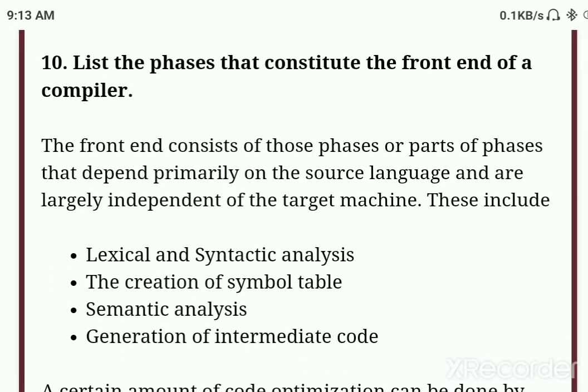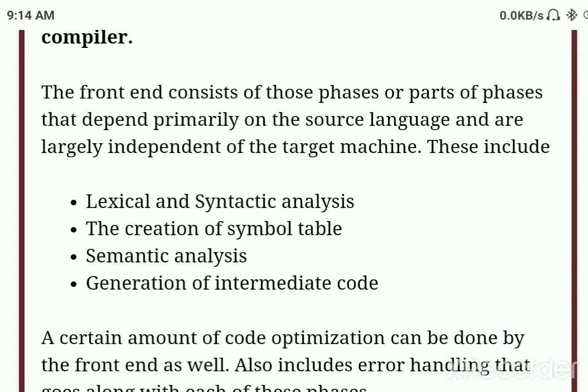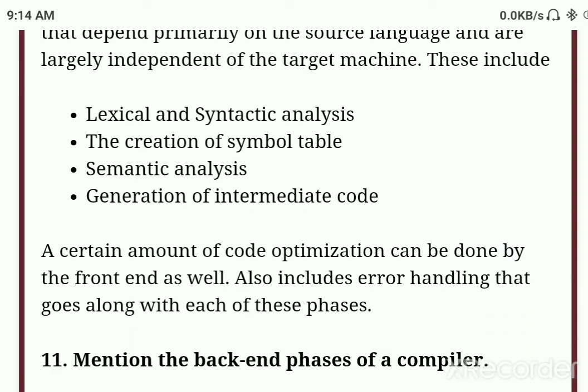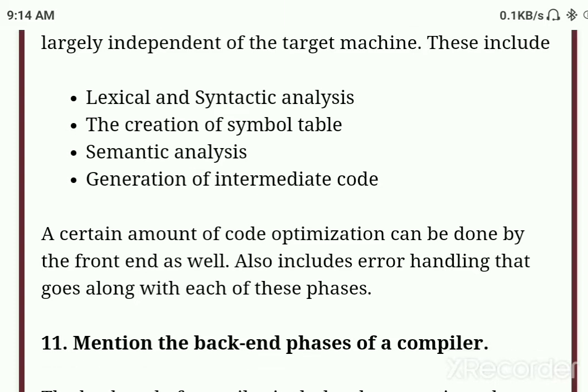List the phases that constitute the front end of a compiler. The front end consists of those phases or parts of phases that depend primarily on the source language and are largely independent of the target machine. These include lexical and syntactic analysis, the creation of the symbol table, semantic analysis, and generation of intermediate code. A certain amount of code optimization can be done by the front end as well. It also includes error handling that goes along with each of the phases.